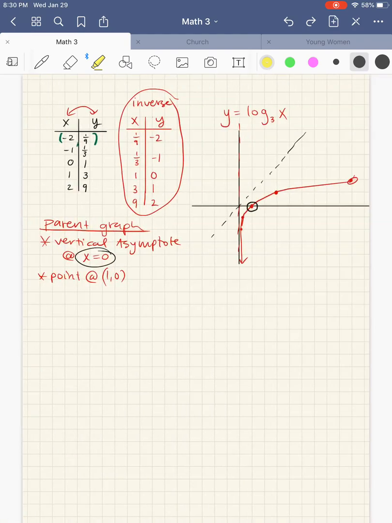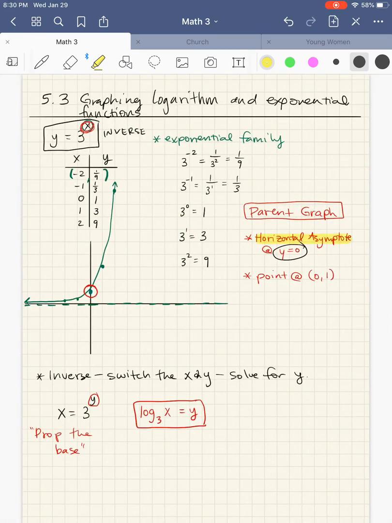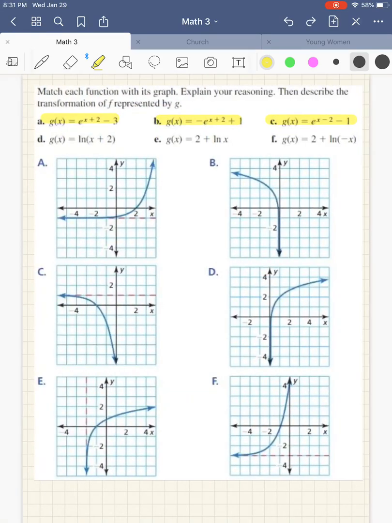If that's what the parent graph looks like, remember the key features. We have a horizontal asymptote. We have a point at (0, 1). So maybe over here on this graph, let's look for some of those graphs that have a horizontal asymptote. I think A, C, and F all have a horizontal asymptote. So I think that these first 3 go with these 3 graphs, A, C, F, and I think that's because they are in the exponential family. Sweet. So these 3 go with these 3.